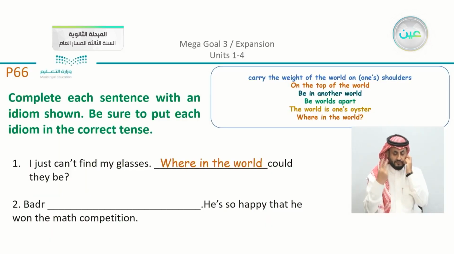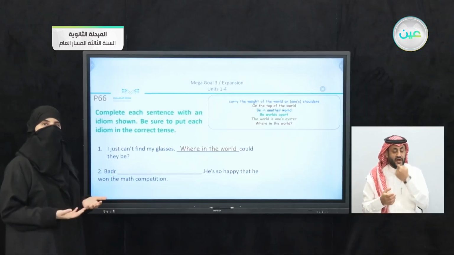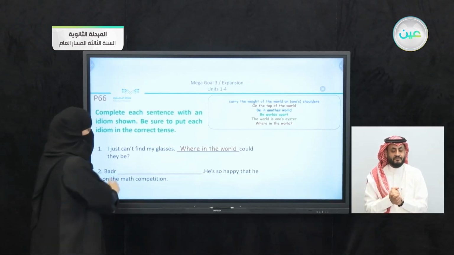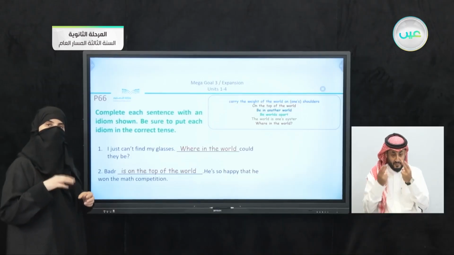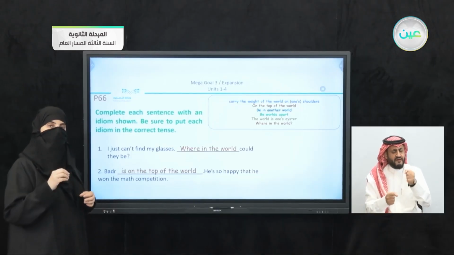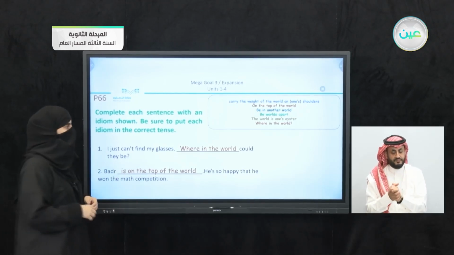We have number 2, Badr, blank. He's so happy that he won the math competition. So note here that we have someone who's very happy. Which one of these idioms can be used to express happiness? We can say that Badr is on top of the world. Now note that also I'm using the correct verbs. We have here "is," the verb to be, added to the idiom or the phrase.